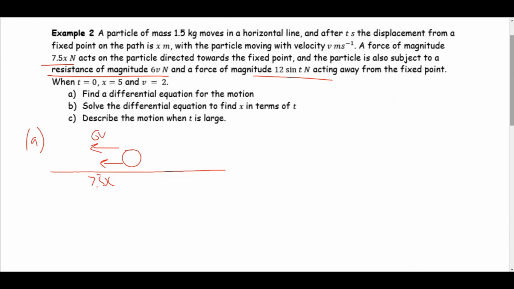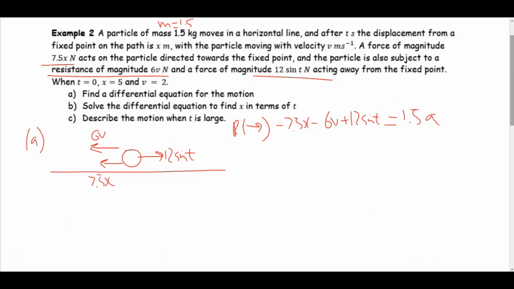I've got a force of 6v, which opposes motion. So if v is to the right, it's negative. And then I've got a driving force of 12 sin t. So to write down a differential equation, we can use Newton's second law. If I resolve taking to the right as positive, the net effect of these forces is minus 7.5x minus 6v plus 12 sin t is equal to the mass, and we're told that the mass is 1.5, times the acceleration.